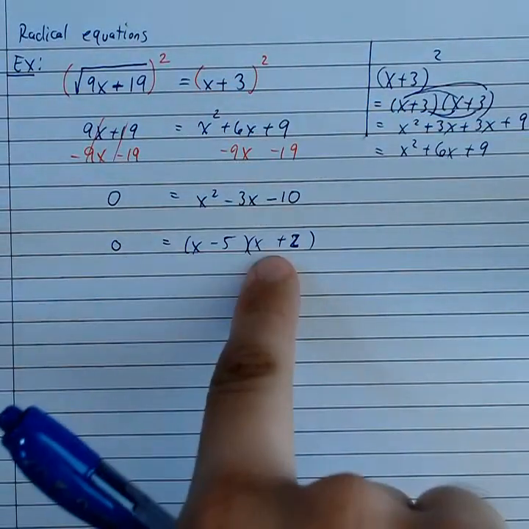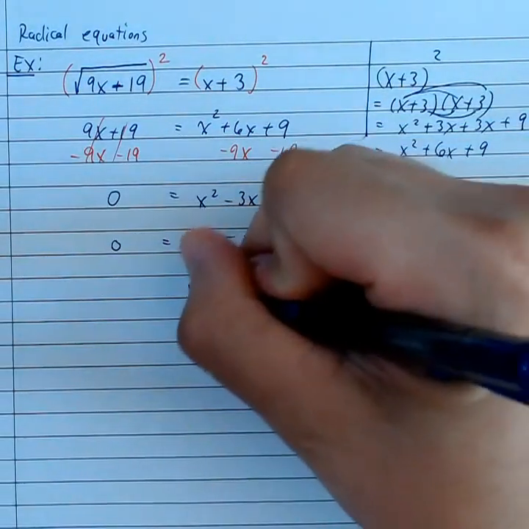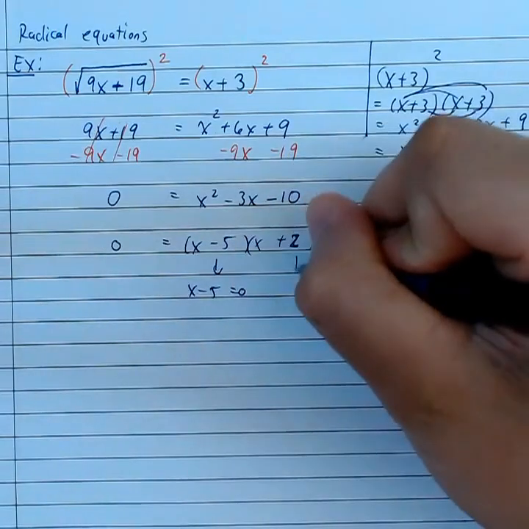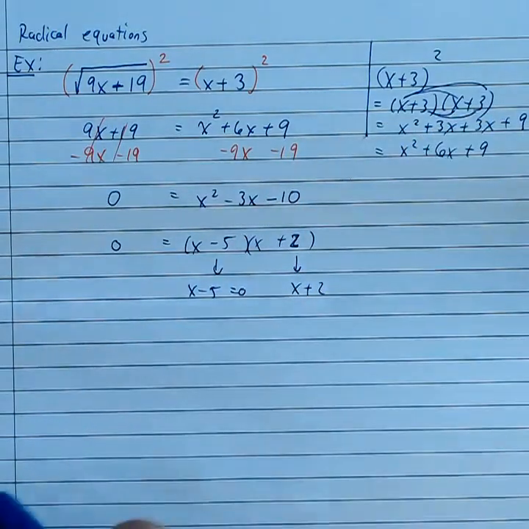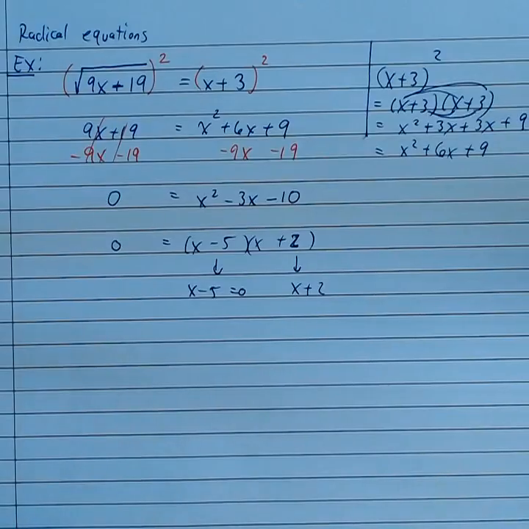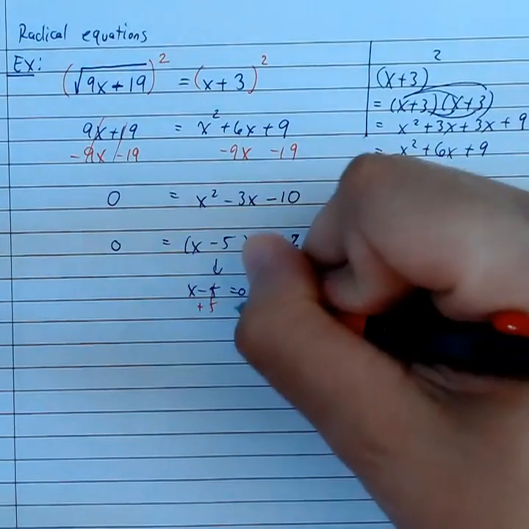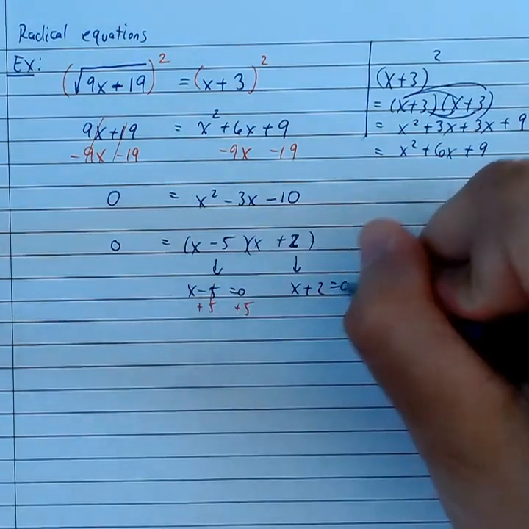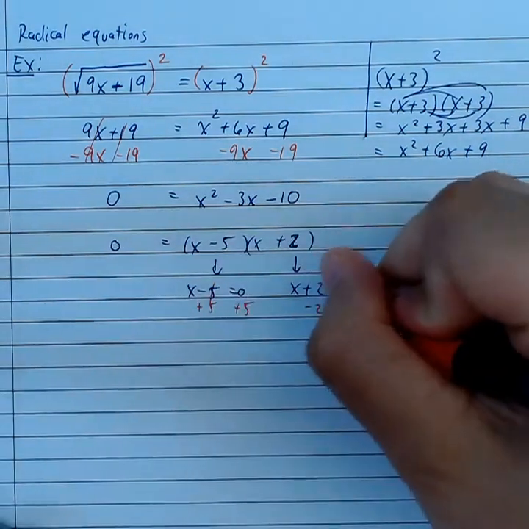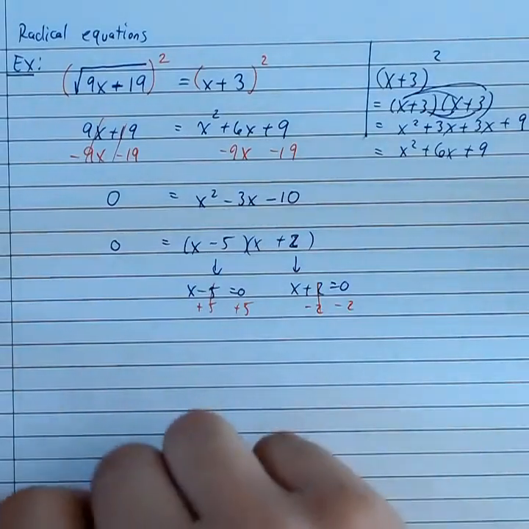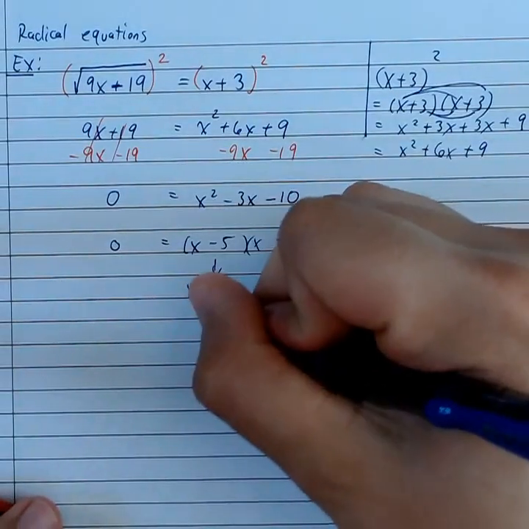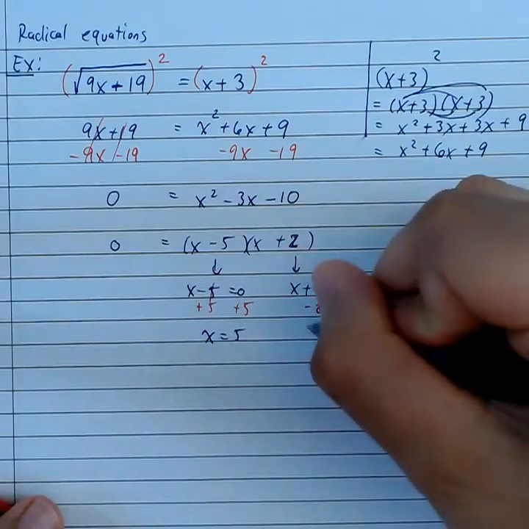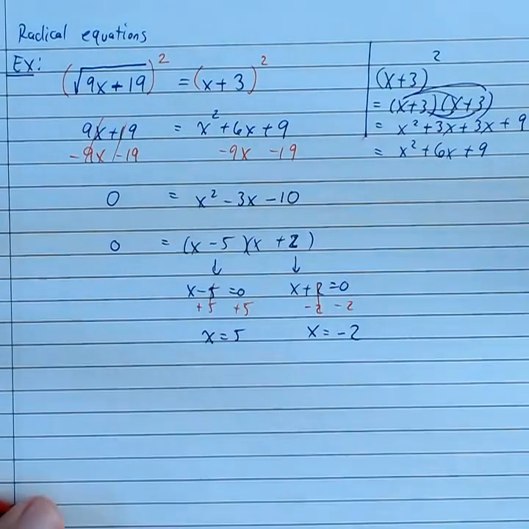And so we get our results by setting each of these equal to 0. If I have x minus 5 is equal to 0, I can add 5 to both sides and get a result. On the other hand, if I have x plus 2 is equal to 0, I can subtract 2 from both sides and again get a result. So here I have x is equal to positive 5 and x is equal to negative 2.